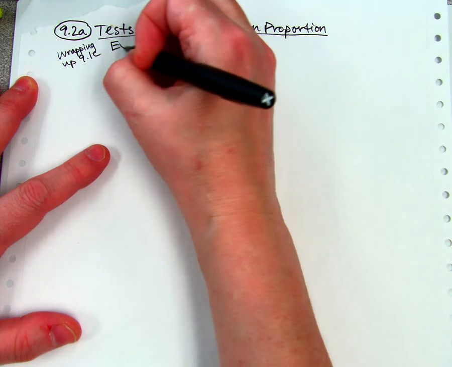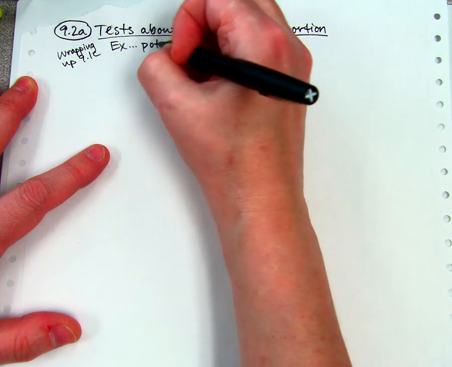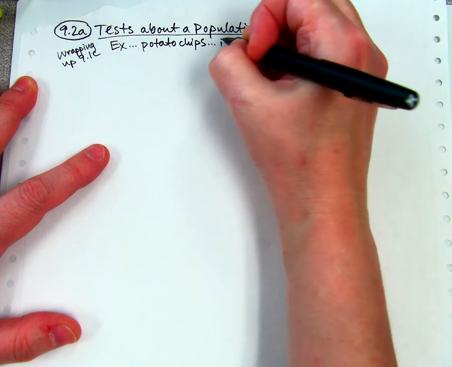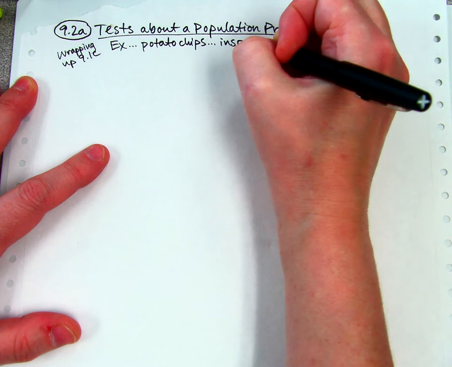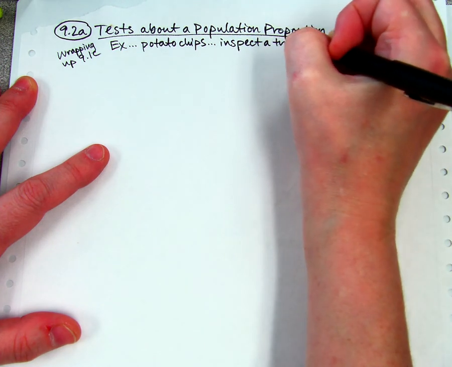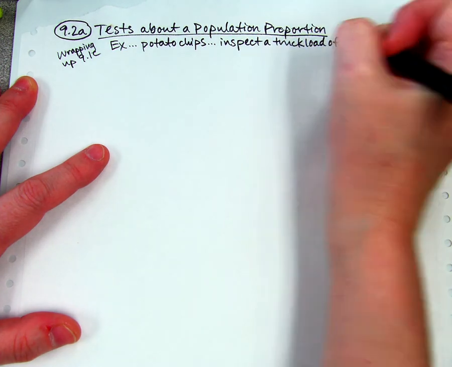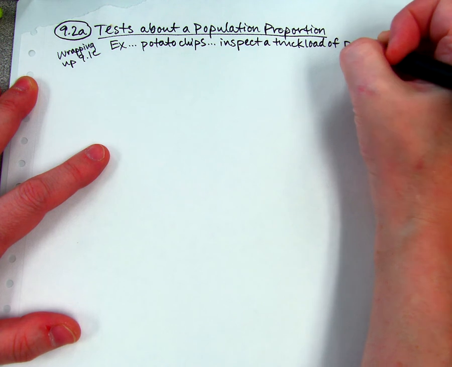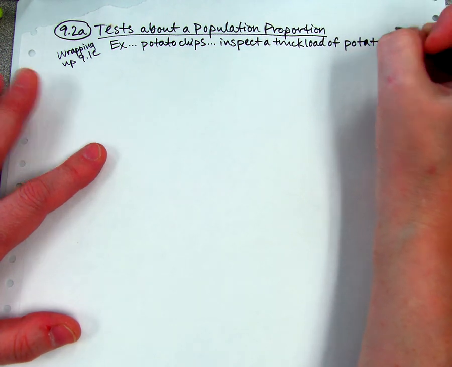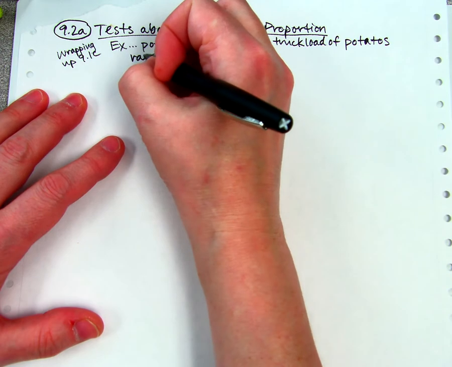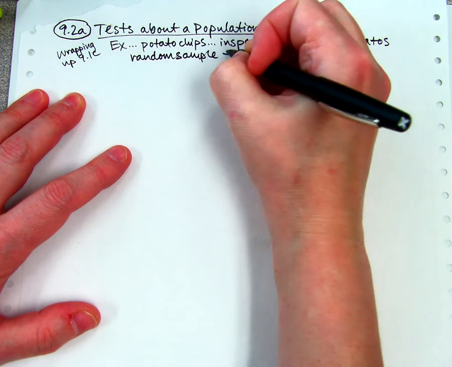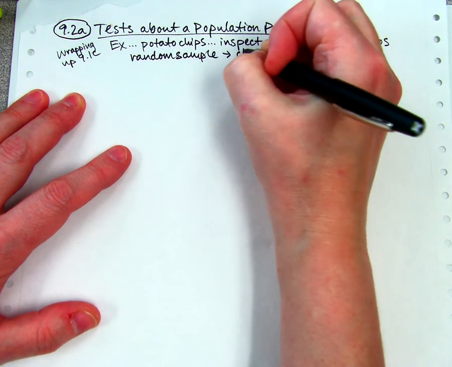So I'm going to continue that example that was in the warm-up about the potatoes. For example, potato chips. We're going to inspect a truckload of potatoes to see if they're good enough for our potato chips. And specifically, I want to do an example of the consequences of the different types of errors. So we take a random sample from this truckload. We count the blemishes on the potatoes.